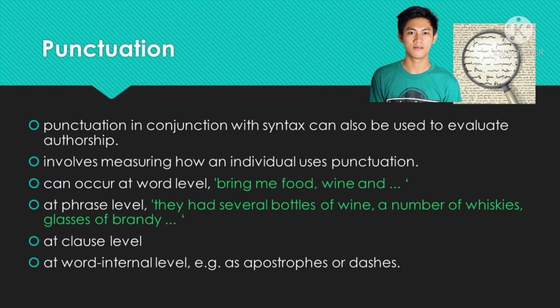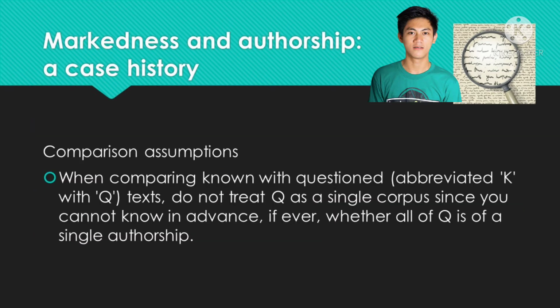This involves measuring how an individual uses punctuation. Punctuation can occur at word level, at phrase level, at clause level. Punctuation also occurs at word internal level, like in apostrophes or dashes. Markedness and authorship, a case history.